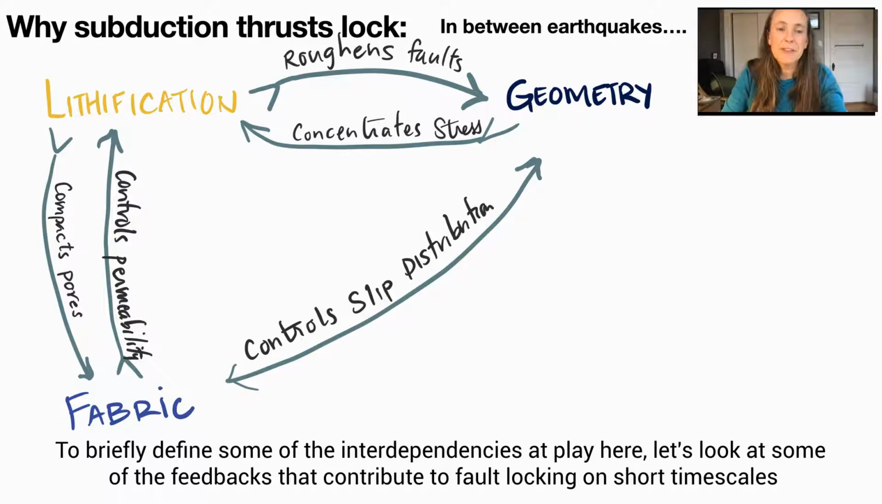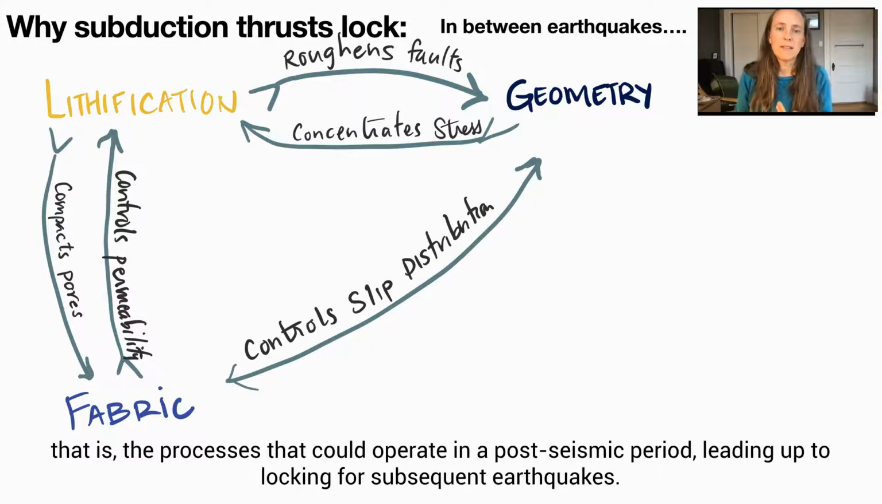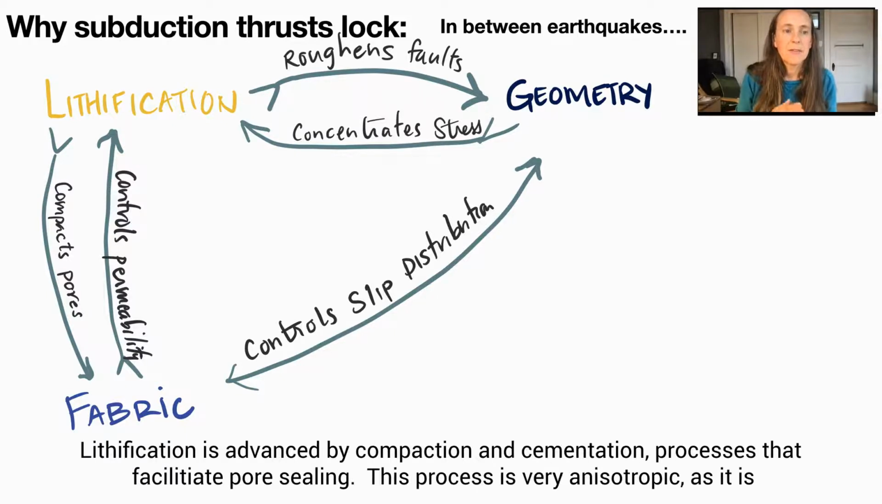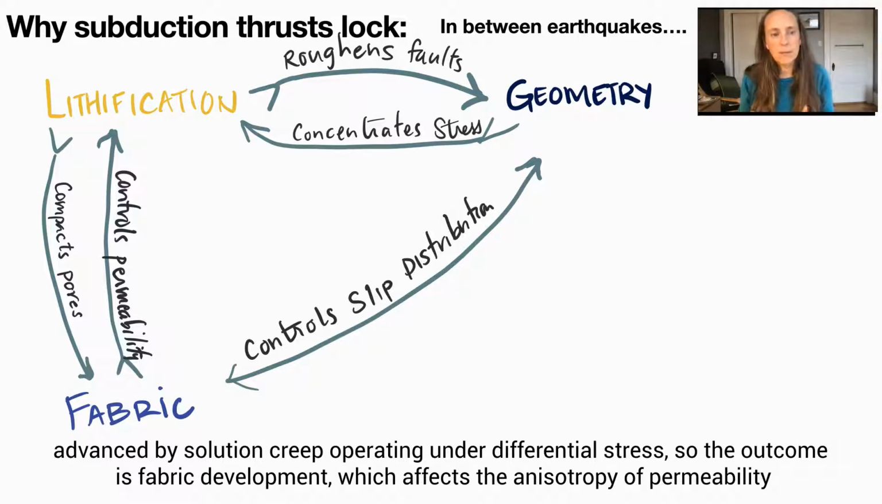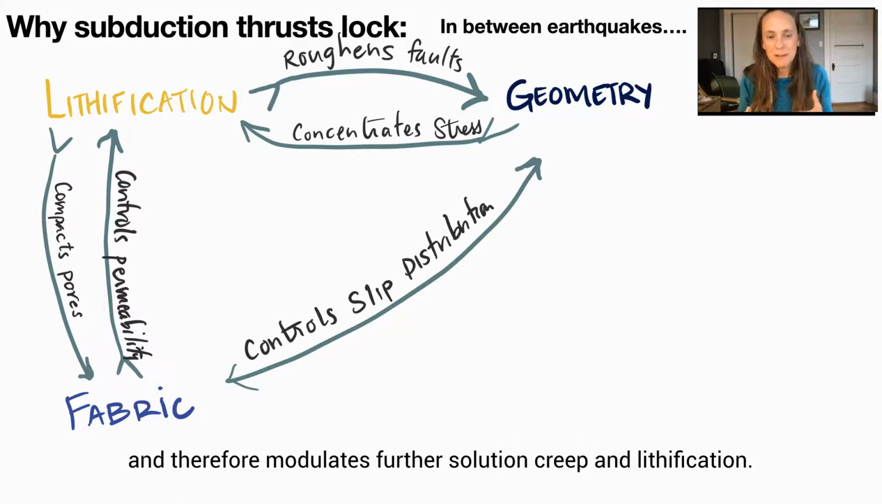To briefly define some of the interdependencies at play here, let's look at some of the feedbacks that contribute to fault locking on short timescales. That is, the processes that could operate in a post-seismic period leading up to locking for subsequent earthquakes. Lithification is advanced by compaction and cementation, processes that facilitate pore sealing. This process is very anisotropic as it is advanced by solution creep operating under differential stress. So the outcome is fabric development, which affects the anisotropy of permeability and therefore modulates further solution creep and lithification.